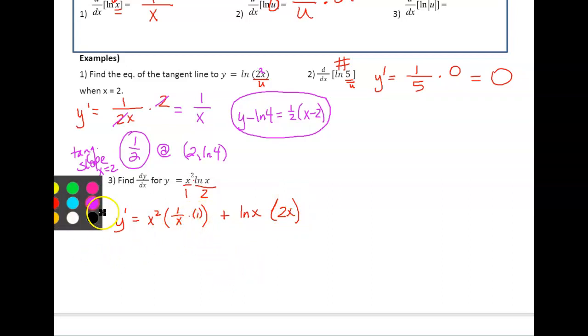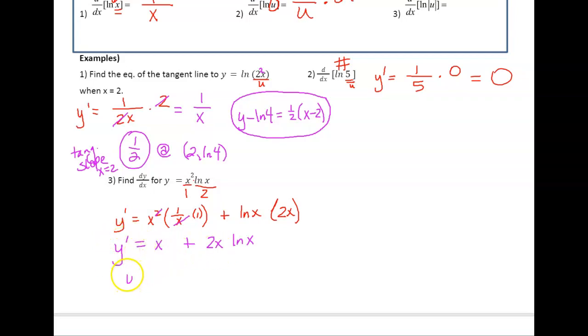So let's simplify. We can reduce the x's. Can't really do much here, so I'm going to put the x in front so it doesn't get confused with the inside of natural log. Remember, you can't change that. And this is an okay answer, but typically they'll take a common factor of x out.